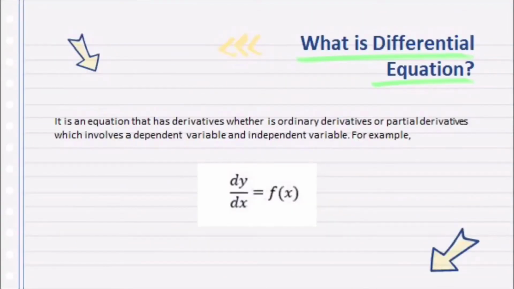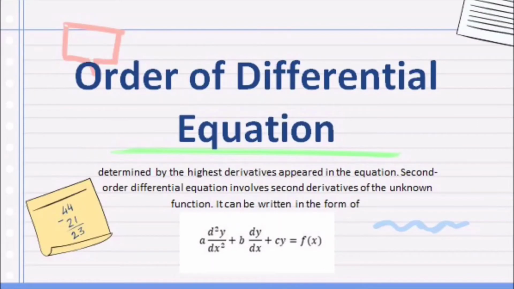What is a differential equation? It is an equation that has derivatives, whether ordinary or partial, which involve a dependent variable and an independent variable. For example, as above, dy/dx equals f(x). Next, the order of a differential equation is determined by the highest derivative appearing in the equation. A second order differential equation involves the second derivative of the unknown function. It can be written in this form.